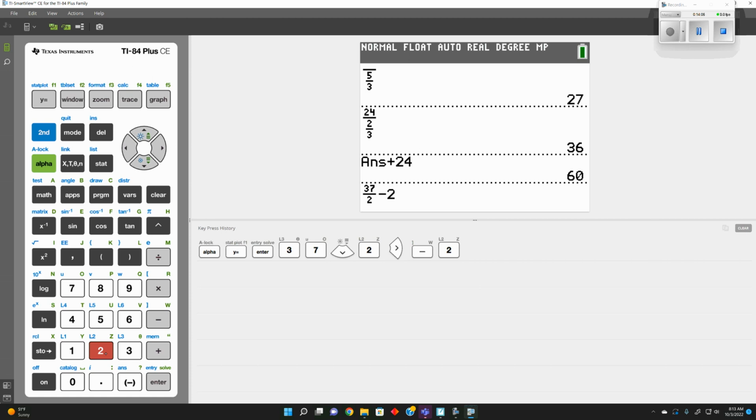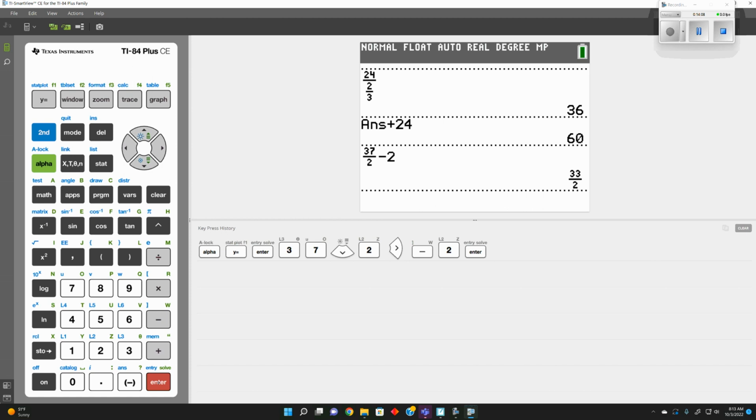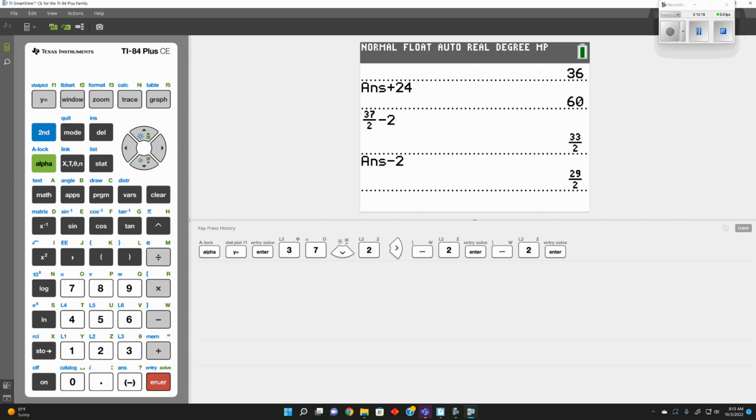So we could say enter. And that gave us our first one, yes? Instead of doing alpha y equals 33 over 2, I can do minus 2, which it brings up A and S. And I can hit enter. Minus 2. Clear that out. Minus 2.